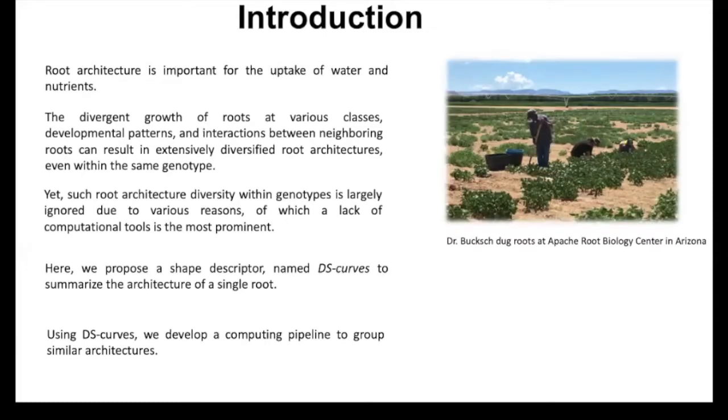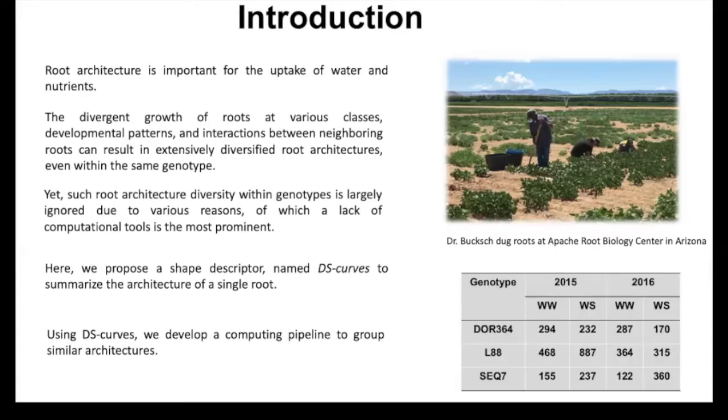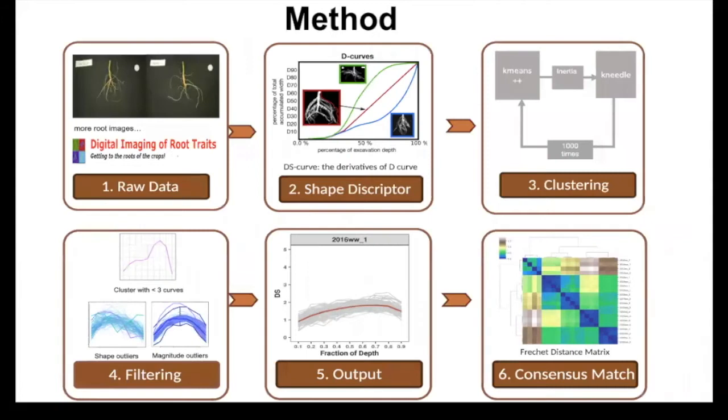Subsequently, we apply this pipeline to analyze a large image dataset that was collected in Arizona during the years 2015 and 2016. This dataset includes three common bean genotypes, DOR 364, SEQ7, and L88, in well-watered and water-stressed environments. The pipeline includes 6 steps.